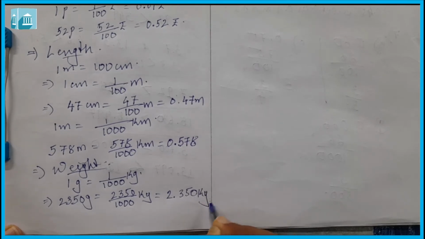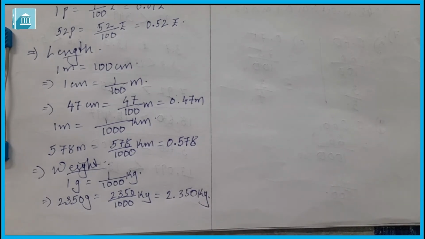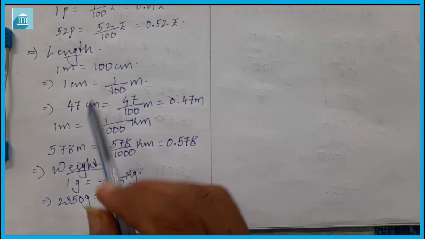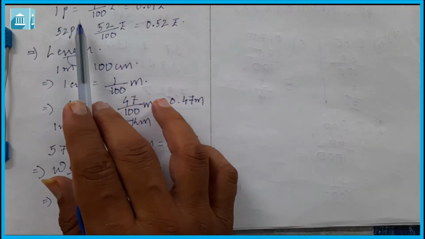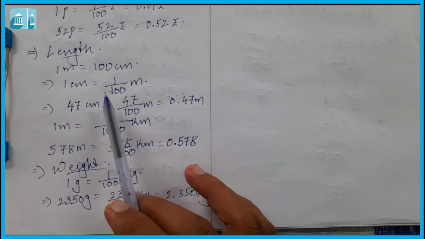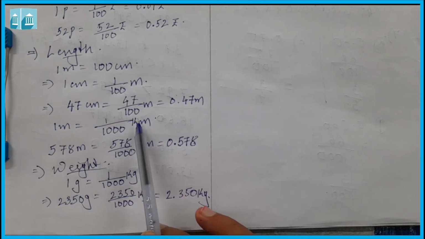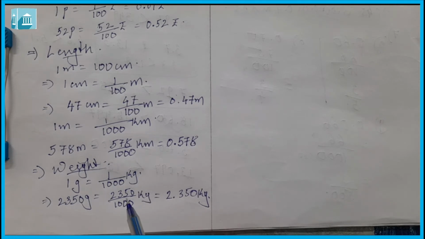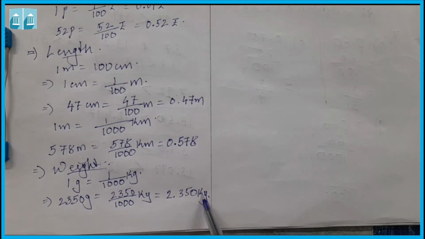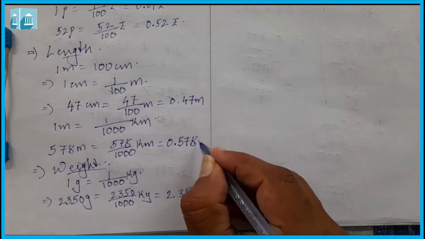which is equal to 2.350 kilograms. So in this way, by dividing: if it is rupees and paise, then divide by 100. If meter to centimeter or centimeter to meter, then again by 100. Meter to kilometer, then by 1000. Or in weight, from kilogram to gram, then divide by 1000. In this way we can get the answers in decimals, when we need bigger digits.